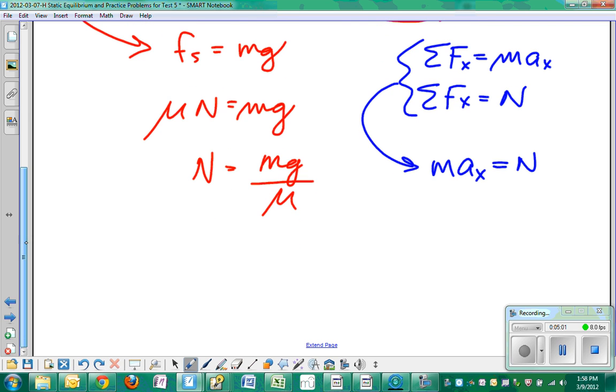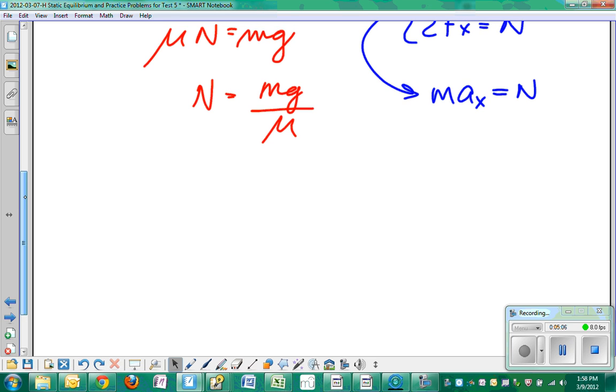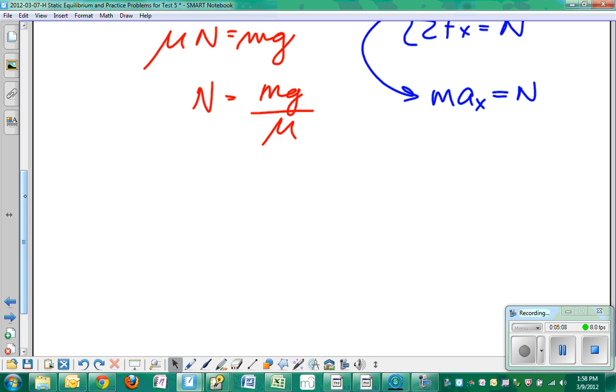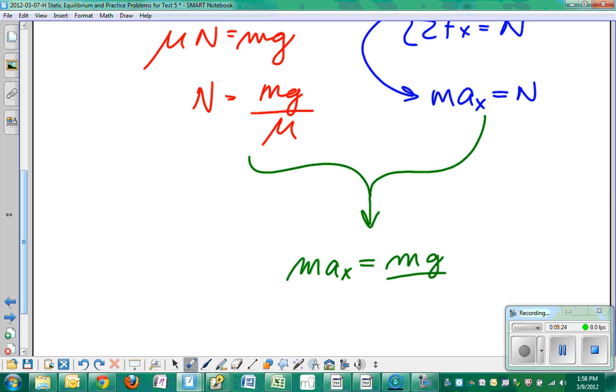Now what do we have? Two expressions for what? For normal force, right. All right, so we're going to take this one, and we're going to put those together, and we're going to say that max, the mass of the little block times the acceleration that we need, is going to be equal to mg over mu.